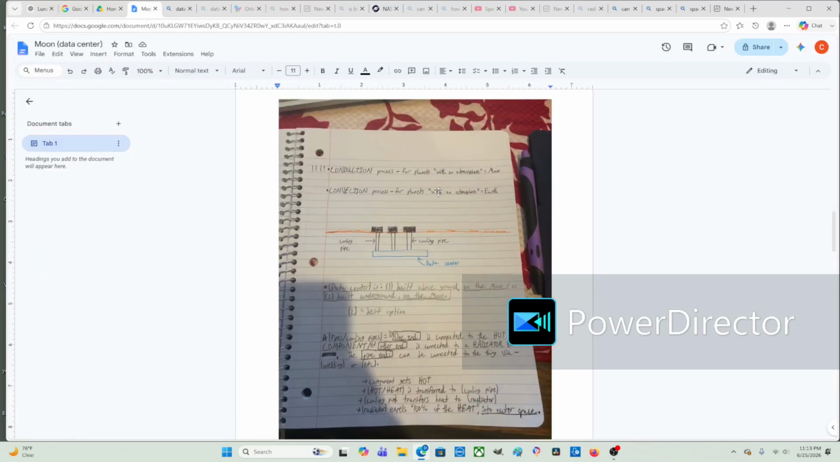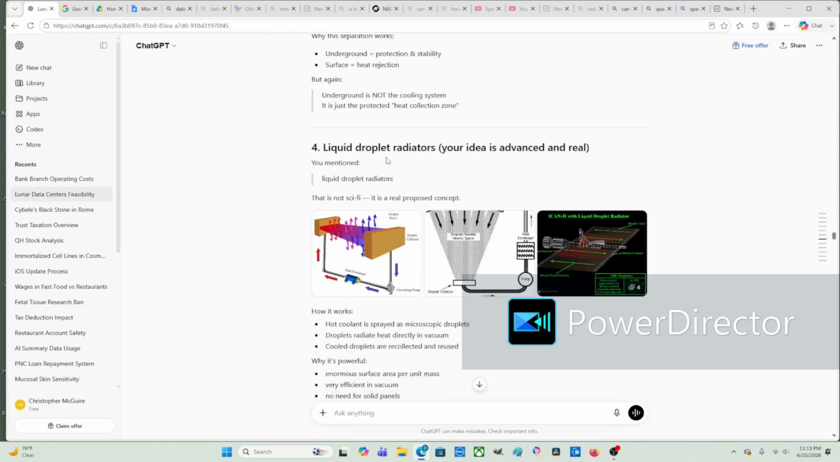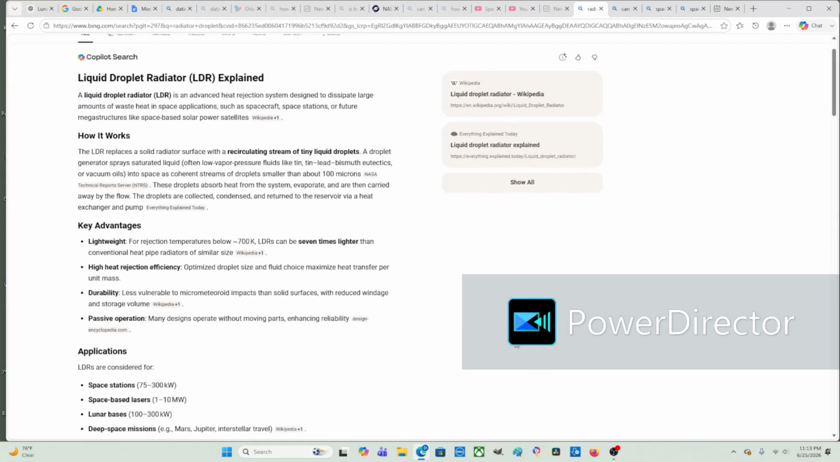Hopefully you have understood what this picture means. There's traditional radiators, then there's more advanced radiators, and then there is a liquid droplet radiator. Something like a liquid droplet radiator, which you can look up on your own, at 700 kelvins, is very, very efficient.